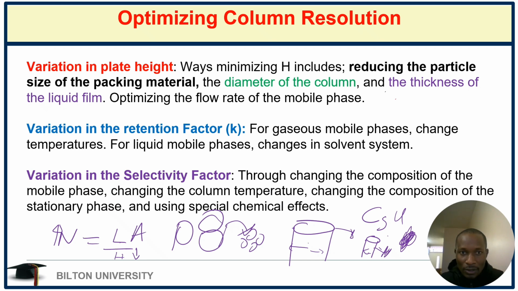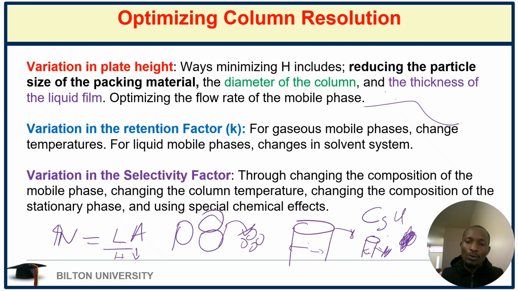And also we can optimize the flow rate of the mobile phase. Optimizing flow rate of the mobile phase, we realized yesterday that if we have a faster flow rate, it means that our mobile phase will move faster. And when it moves faster, we are going to have improper separation, because you just inject the analytes at the start, and in a few minutes they are gone, they are eluted. We are not going to have sufficient time for separation.